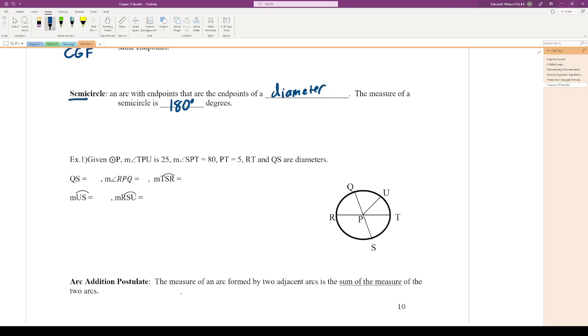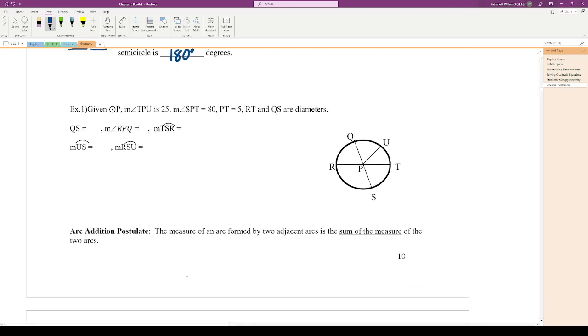Semi, by the way, is just like hemi, so kind of like hemisphere is half of our globe. Semi means half as well, so half of a circle. All right, next we have finding some angle measures.